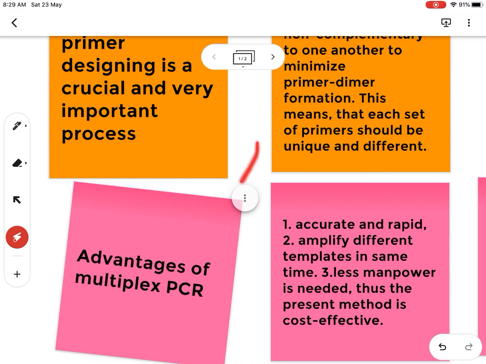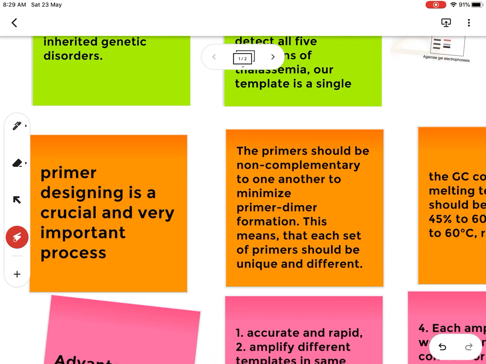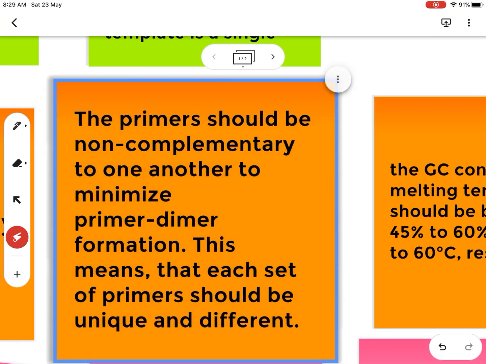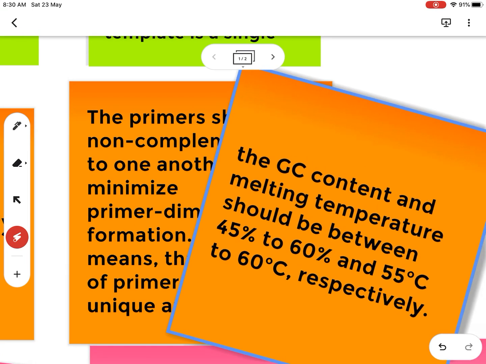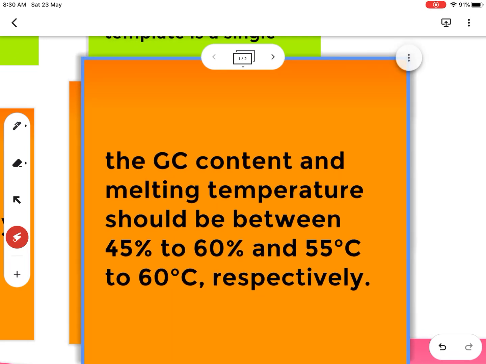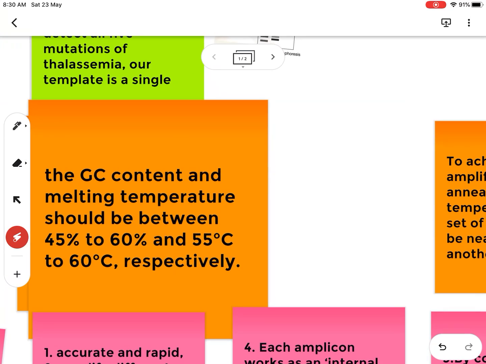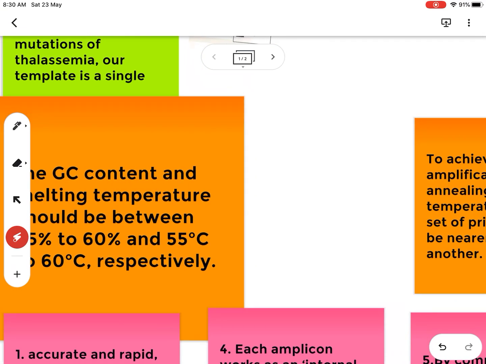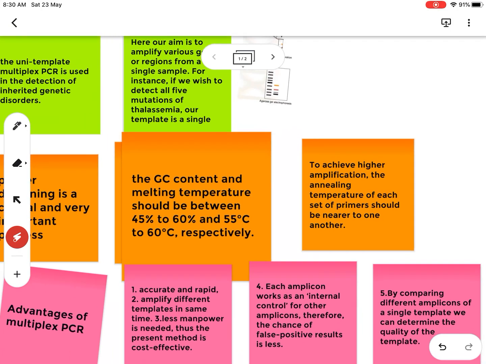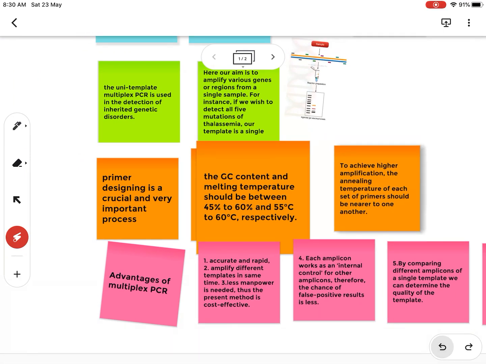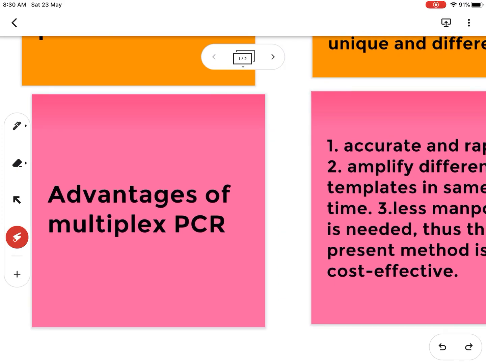Okay, before that, just to summarize certain important things while designing the primers. Primer designing is very important. All primers should be different from each other. They should not be complementary to one another, so that there is no primer dimer formation. The GC content and the melting temperature should be between 45 to 60% and 55 to 60 degrees Celsius. Okay, and there should be a smaller number of cycles in the polymerase chain reaction. So now let's move towards the advantages of multiplex PCR.